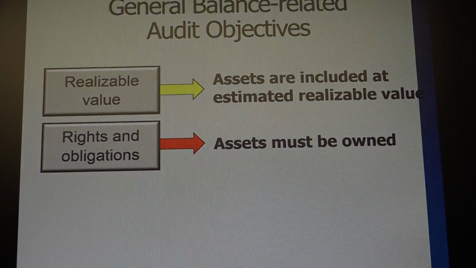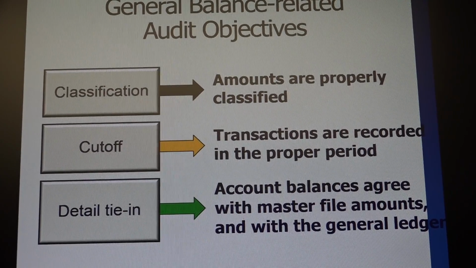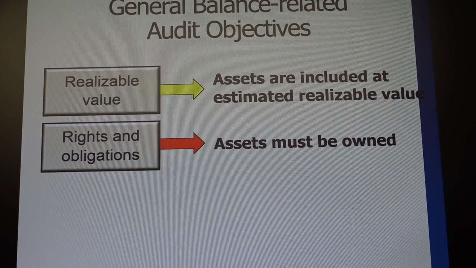And here are some others that are included. Detail tie-in. Account balances, well, we talked about that. Account balances agree with master file amounts and with general ledger. And then assets are included at estimated realizable value. And again, this is kind of the general assertions of management. You're trying to relate back to those. You know, that would be in a different cycle. Although even in the sales and collections cycle, one of your assets would be accounts receivable, and you would want to make sure that they're included at the correct estimated realizable value. So it relates to sales, it relates to all cycles.